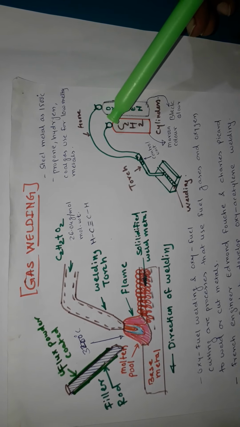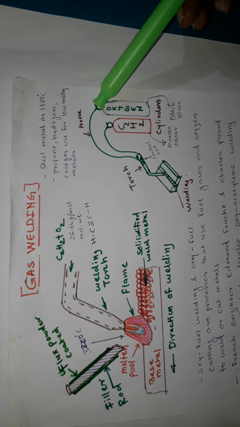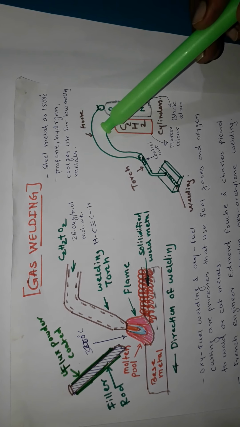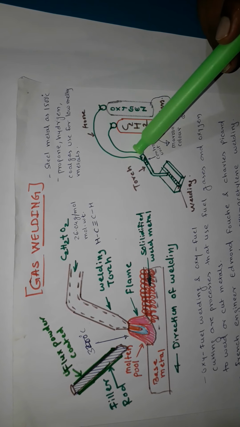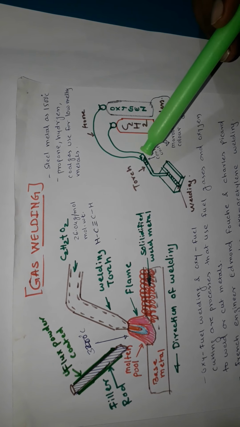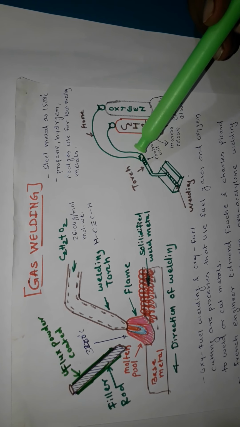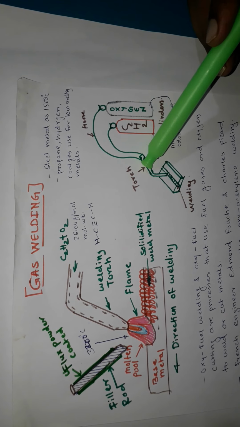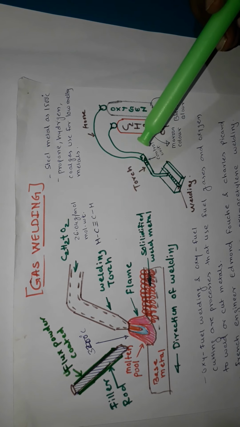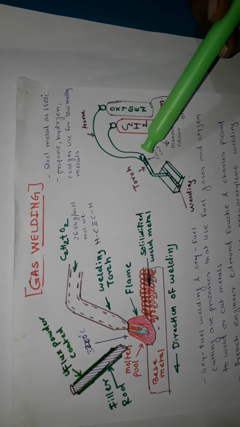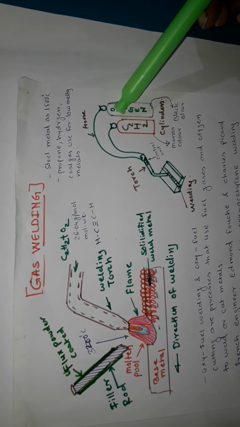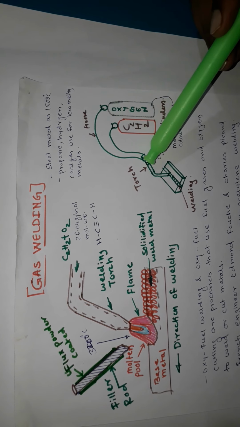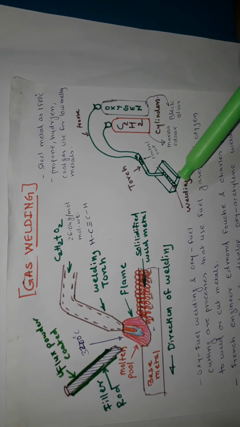Every cylinder has pressure gauges which show the pressure inside the cylinder, and via which they are attached to the hoses. These are the flexible rubber hoses which are attached to your metal torch. The metal torch is made up of brass, and this torch consists of a mixing chamber in which we can mix the appropriate amount of acetylene and oxygen. So we can vary the mixture of acetylene and oxygen and get different types of flames. So here welding is done.